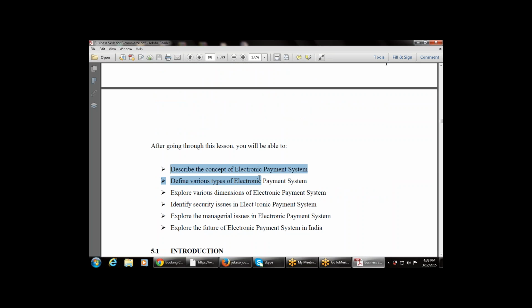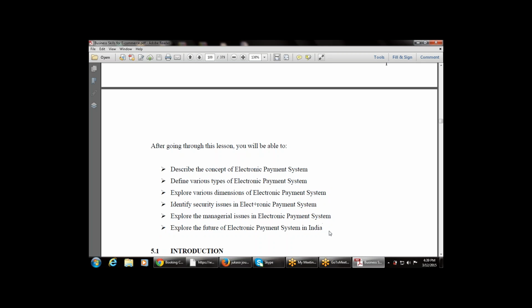And these are the various areas that we are going to cover after going through this lesson. First of all, define or describe the concept of the e-payment system, that is, what the concept is and why we are using the e-payment system. Then what are the various types of e-payment system, that is today's topic, that is, what are the different modes available for doing the payment online.